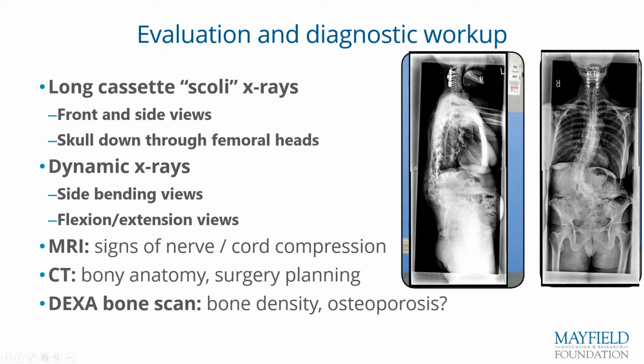We also look at MRIs. These show the soft tissue and any compression of the nerves. We look at CT scans, which give us a very good three-dimensional bony anatomy. And then we look at different things like DEXA scans, other bone metabolism, lab values. We want to make sure that the bone is strong enough to withstand whatever forces we're putting on it with our deformity correction.